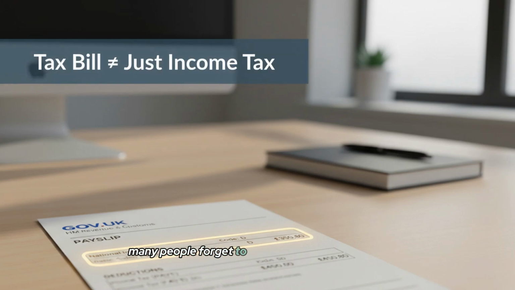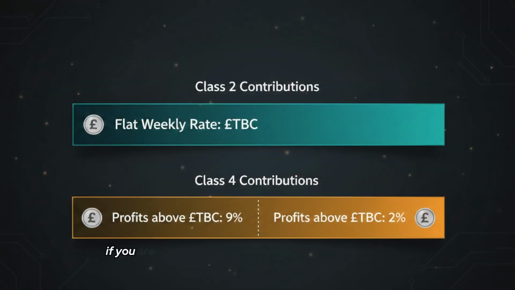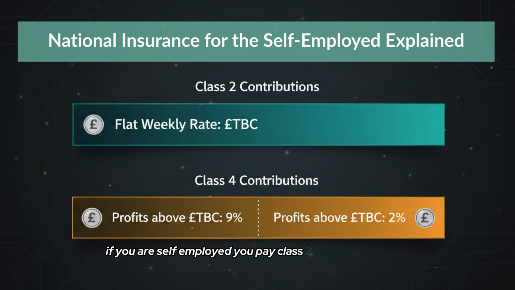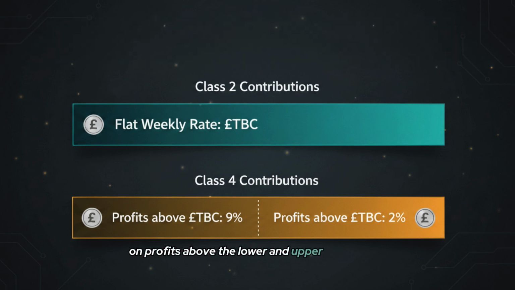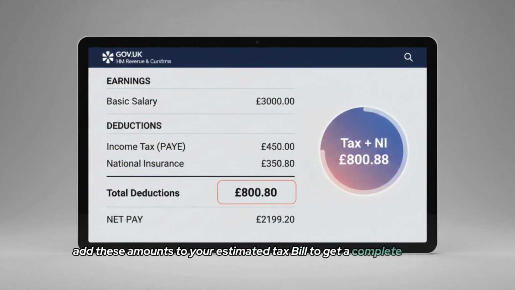Many people forget to include national insurance when estimating their tax bill. If you are employed, you pay Class 1 contributions, which appear on your payslips. If you are self-employed, you pay Class 2 national insurance if your profits exceed the threshold, Class 4 national insurance on profits above the lower and upper profit limits. Add these amounts to your estimated tax bill to get a complete picture.